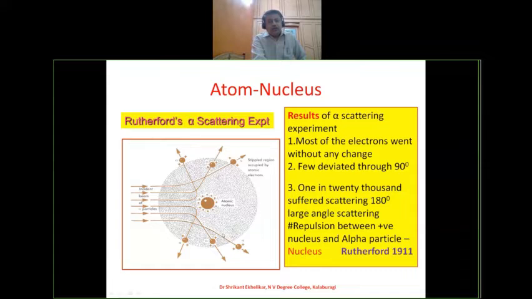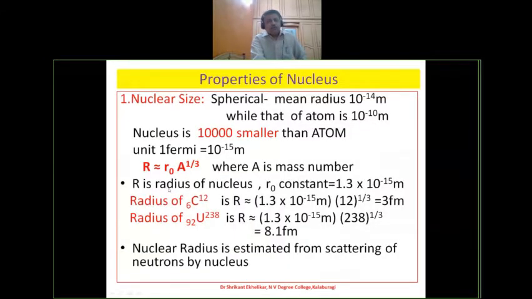Therefore Rutherford concluded that at the center of the atom there is something as if the whole mass is concentrated at a single point, it is positively charged, and he named it the nucleus. That is how nuclear physics was born by Rutherford in the year 1911. So we have seen that the nucleus is spherical in size, and its radius is given by r equal to r naught A raised to 1 by 3. Because the nucleus is very small, its radius is measured in Fermi. 1 Fermi is 10 raised to minus 15 meters.